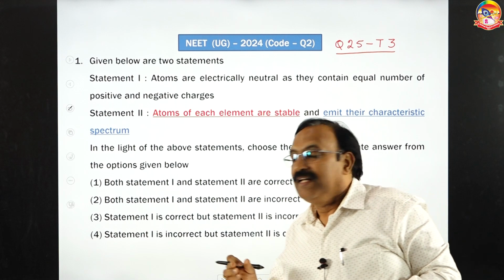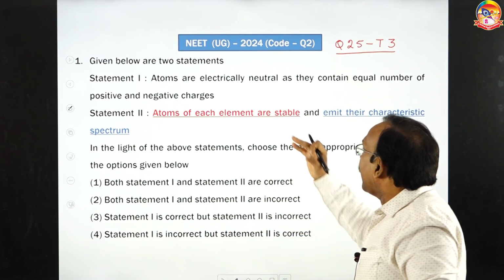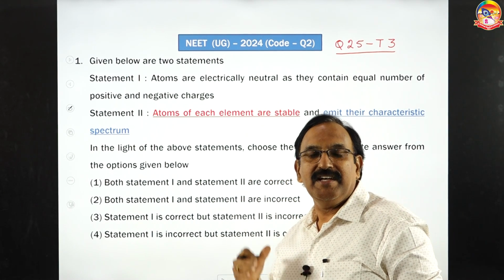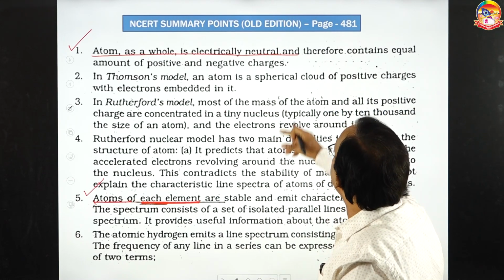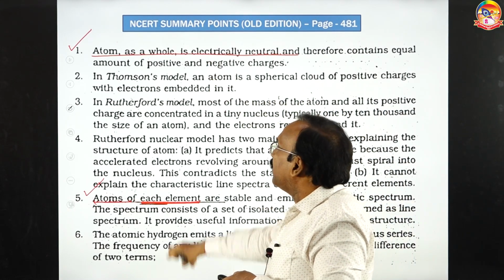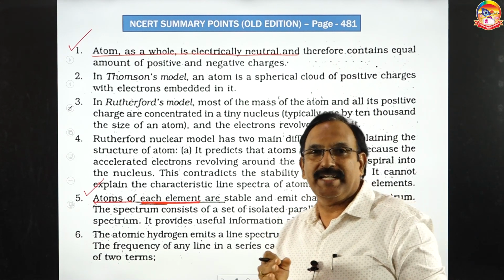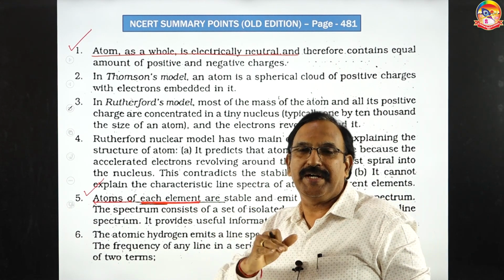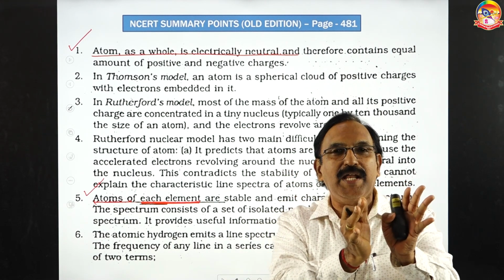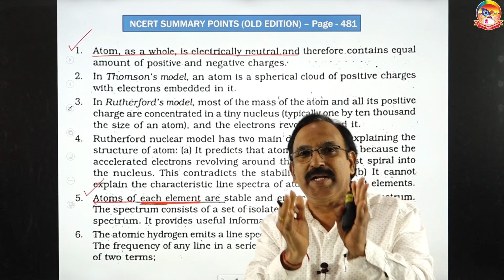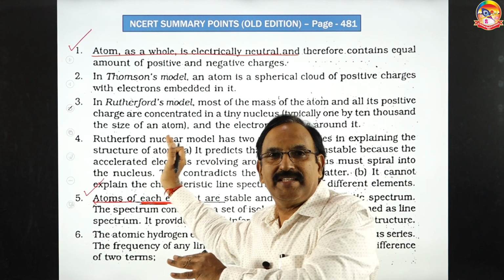First of all, this particular question deals with the atoms topic. The question is selected from the summary points of atoms. You can see that under the heading of atoms there are 7 summary points in both the editions. Please make a note that, let it be the old edition or new edition, the regular points discussed in the regular pages, leaving the summary points, are all discussed in the regular pages, and after that you find the summary.